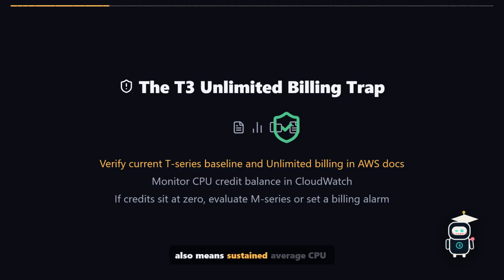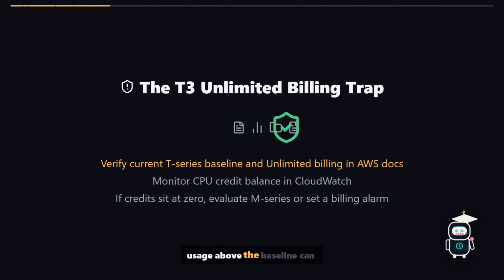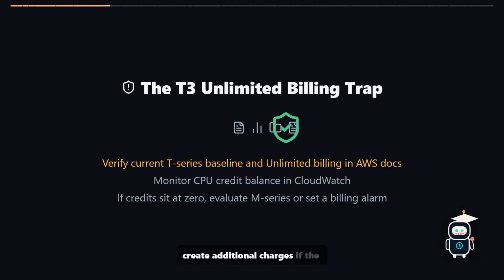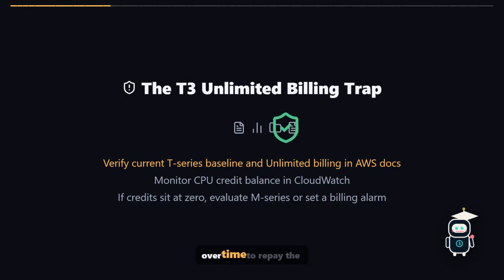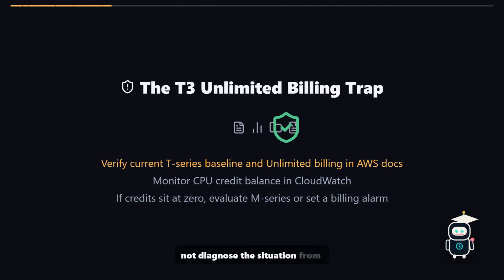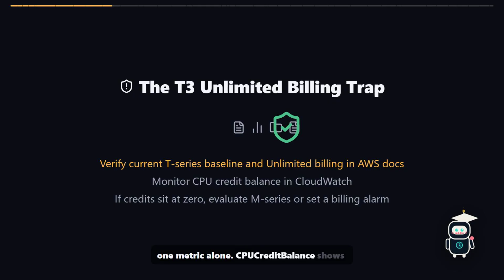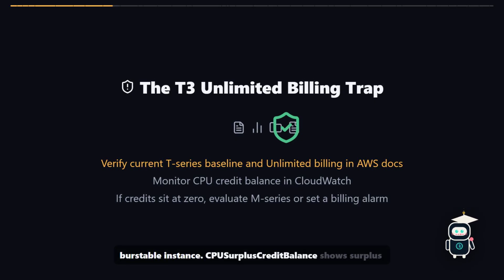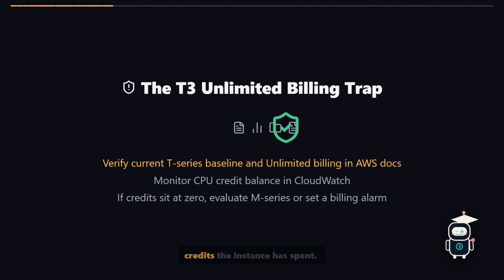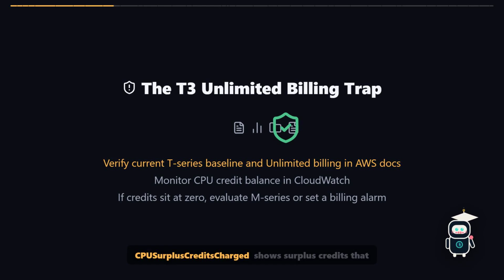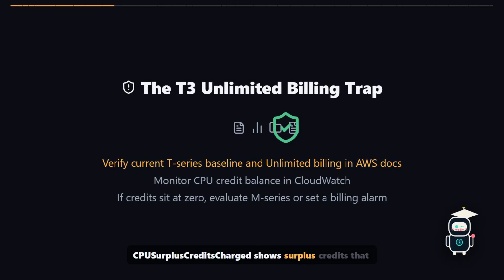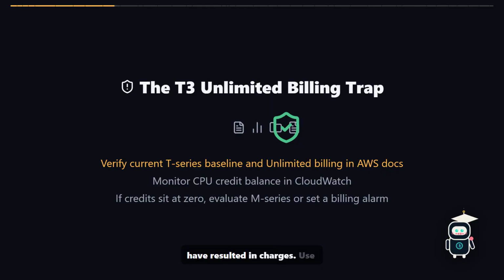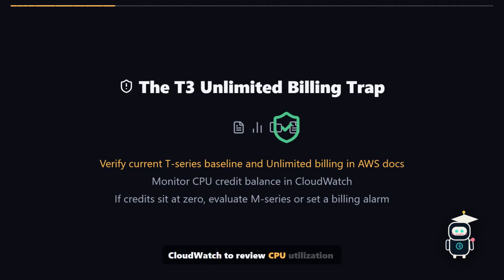But it also means sustained average CPU usage above the baseline can create additional charges if the instance cannot earn enough credits over time to repay the surplus credits it spent. Do not diagnose the situation from one metric alone. CPU credit balance shows earned credits available to a burstable instance. CPU surplus credit balance shows surplus credits the instance has spent. CPU surplus credits charged shows surplus credits that have resulted in charges. Use CloudWatch to review CPU utilization alongside these credit metrics.